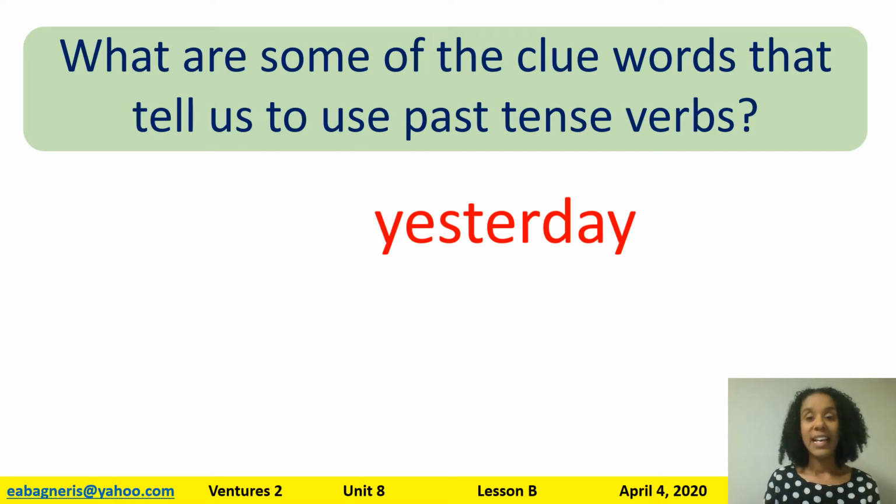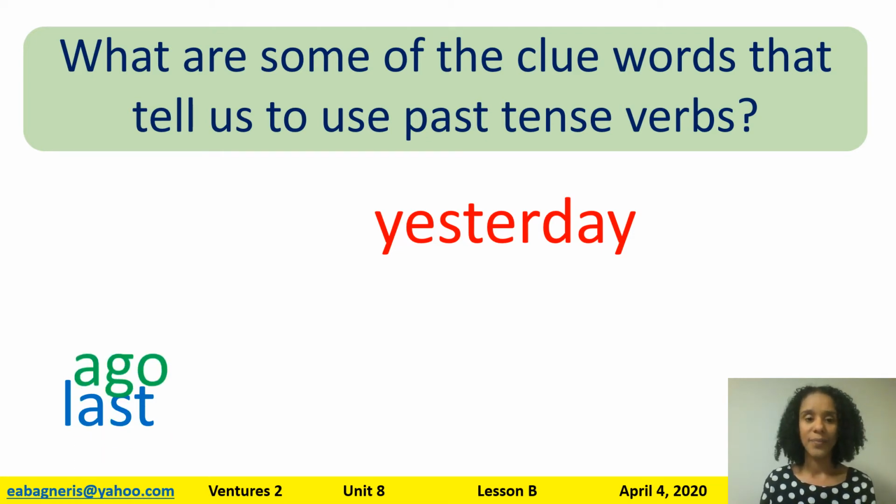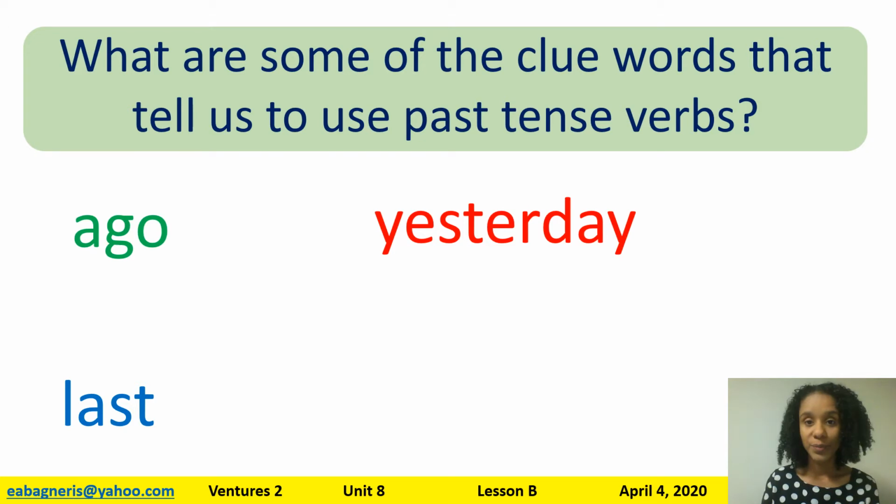Yesterday. If something happened yesterday, it already happened. That goes with past tense. Last. Last night, last month, last week, last year. Last means past tense. Ago. I got married 2 years ago. That means I got married 2 years in the past, like in 2018, past tense.